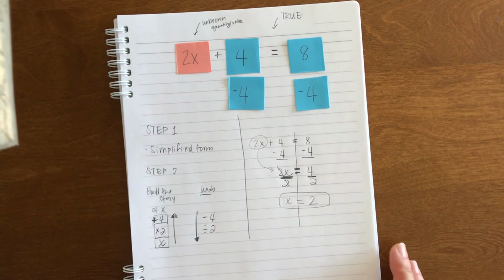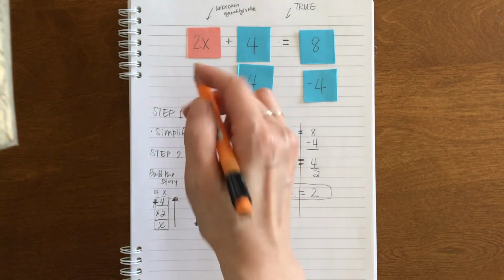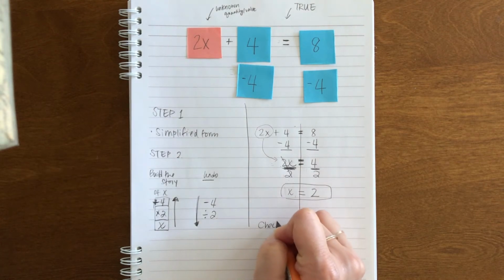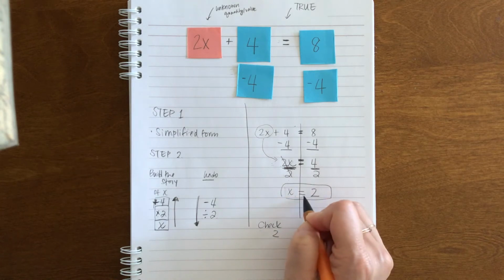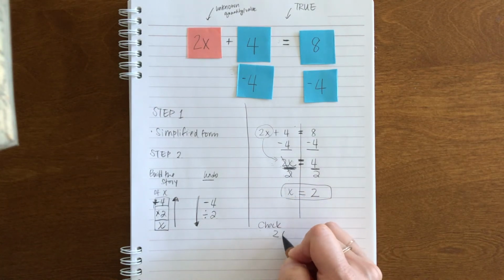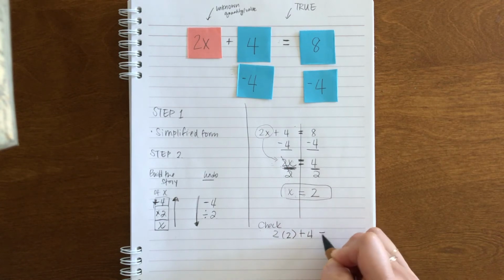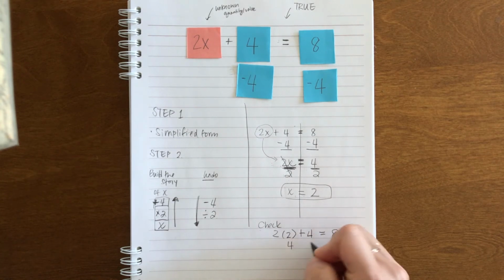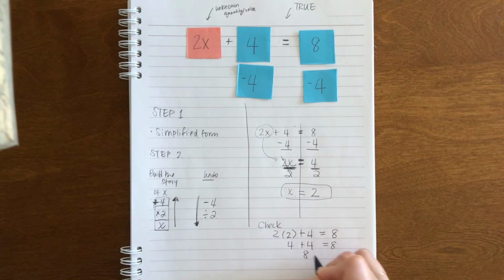Well, here's the beauty about algebra, is that we can check our answers. So what we can do is we can go back to our original equation. I'm going to write check here, all right? And we can substitute. We're saying x is the same as 2, so we can substitute that, do this, and see if this statement turns out to be true. Well, 2 times 2 is 4. We know that. 4 plus 4. And so 4 plus 4 is 8, and 8 does equal 8.